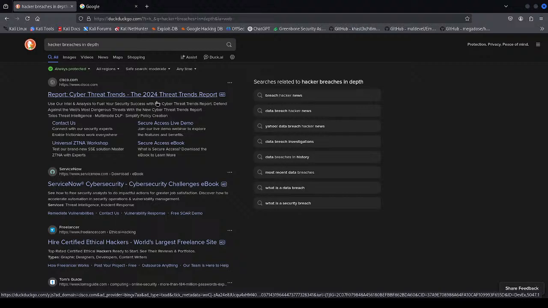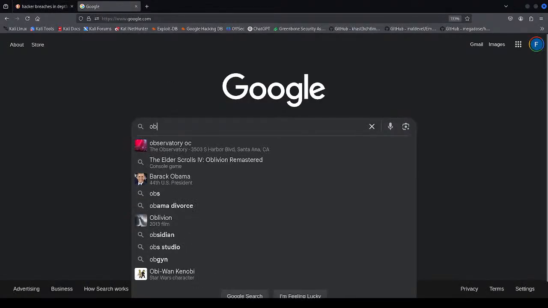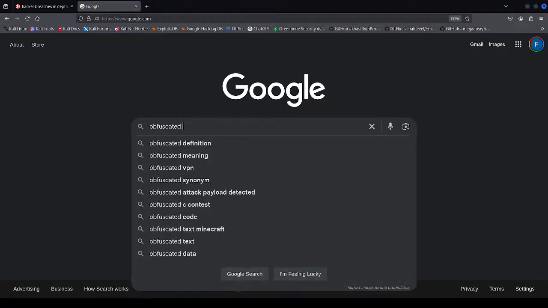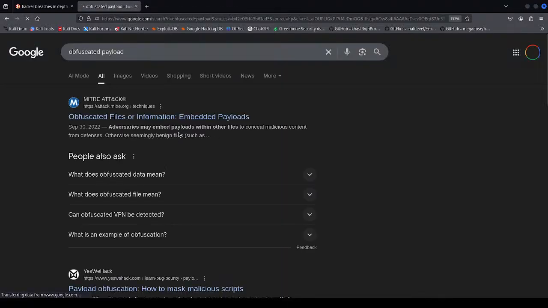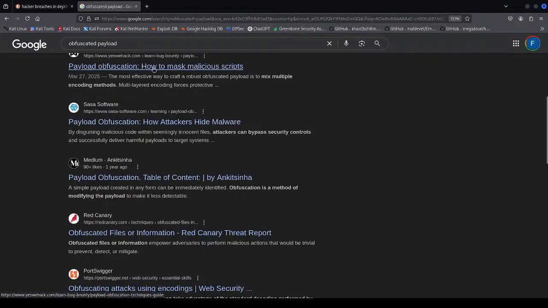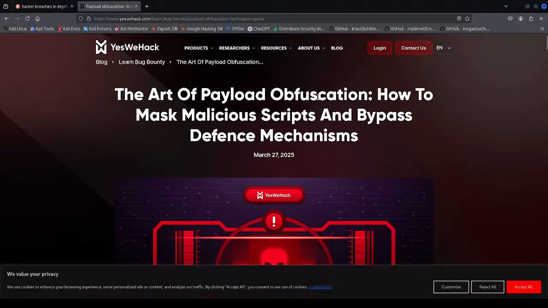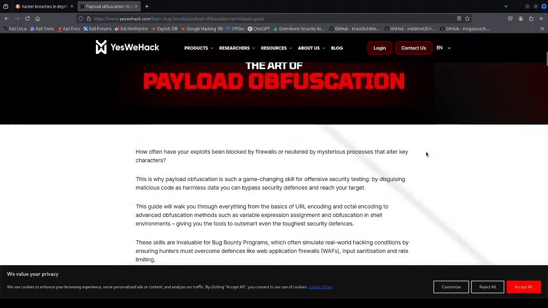So again, the big word obfuscated. I don't know if I even said that right. Let me see. Obfuscated payload. So as you can see here, right? Payload obfuscation. How to mask malicious script. Let's click on it. The art of payload obfuscation. How to mask malicious scripts and bypass defense mechanisms.